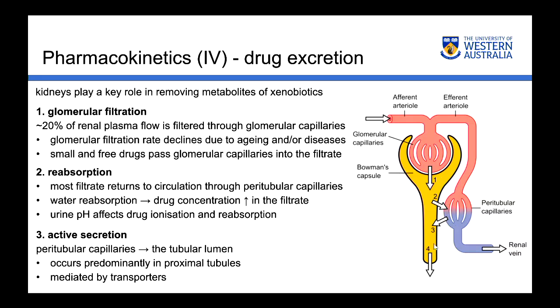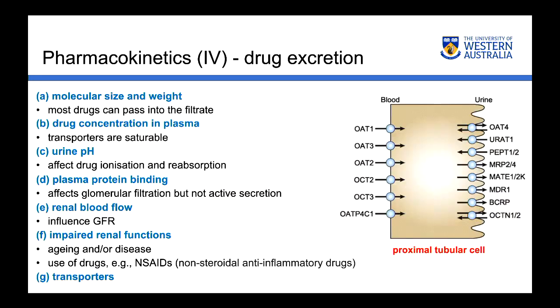Now, the last step, active secretion. It occurs primarily in proximal tubules, and this is mediated by transporters. So this is the second time I mentioned the role of transporters, and transporters are important for all four pharmacokinetic processes. But here, we talk about active secretion, that this step is mediated by transporters. I think I'm going to show you an example on the next slide as to the relevance of transporters. No, not yet, but we'll eventually get there.